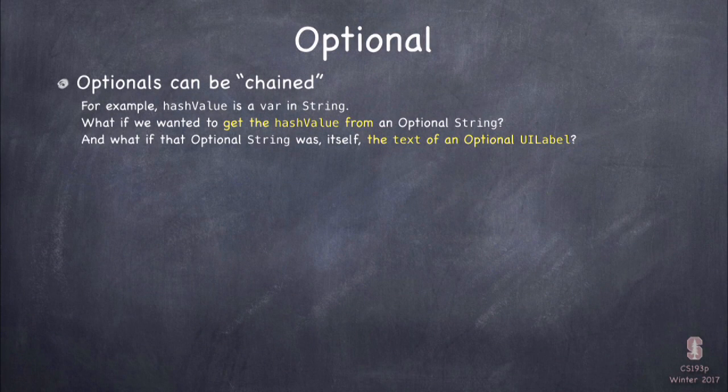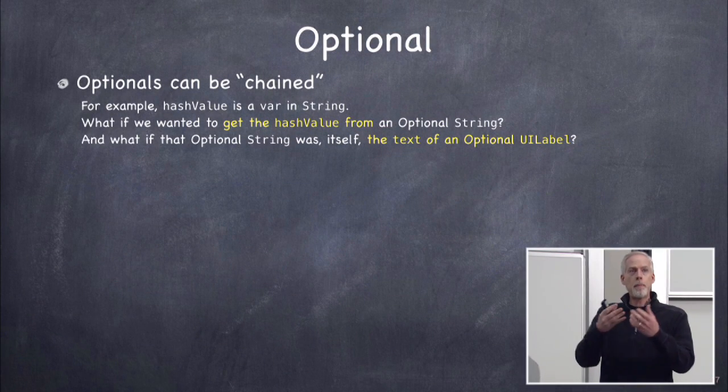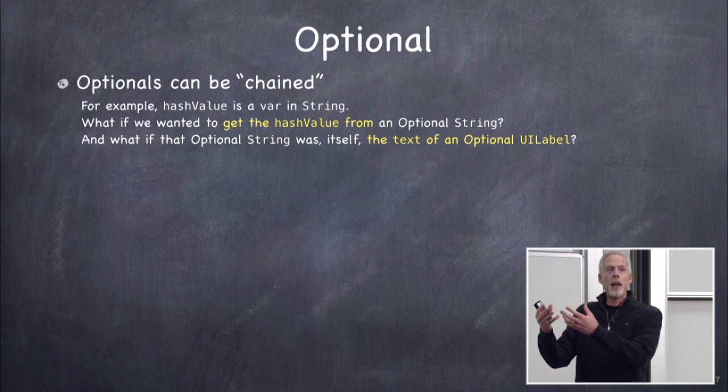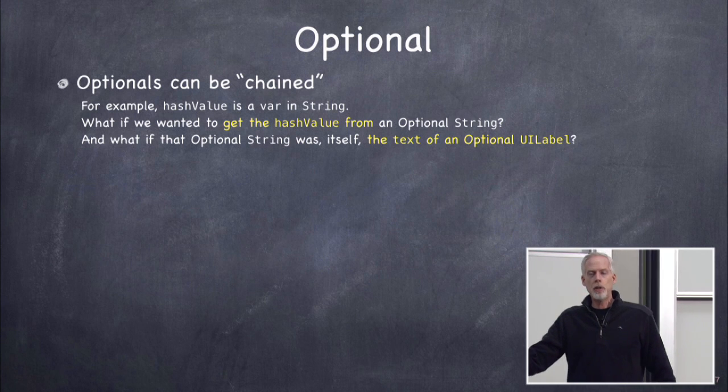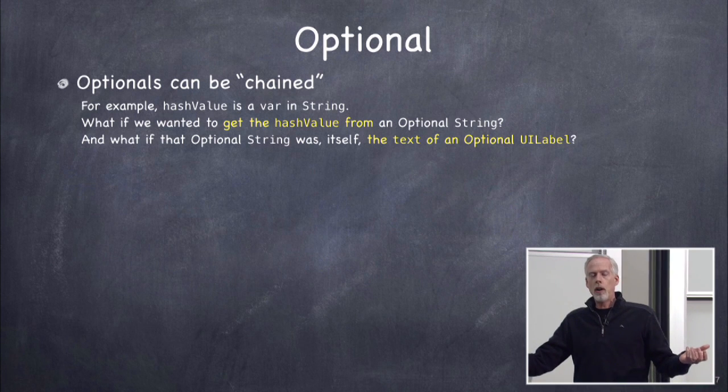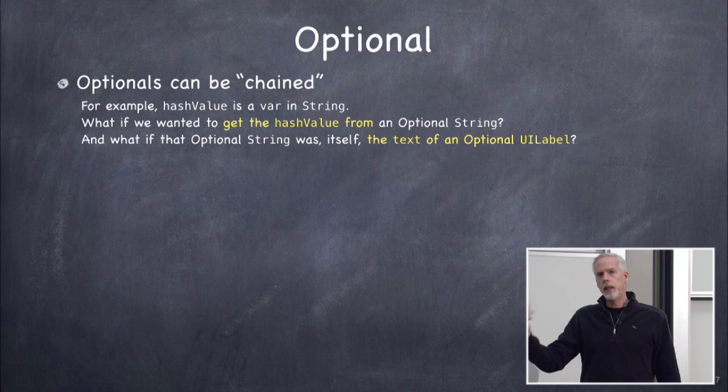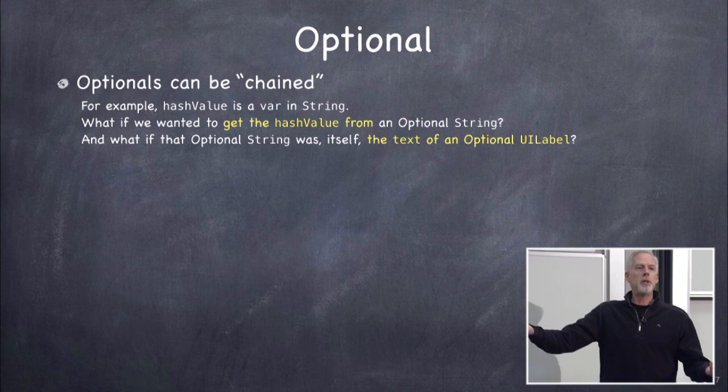And what does this mean? Well, this is best shown by example. So let's say I have an optional UI label, like my display in the calculator, and it's got the text. That's also an optional, right? Optional string, we all know that. And let's say I want to get the hash value, which is just a var on string, which hashes the string, gives you some integer for it. I want to get that hash value of what's in the display.